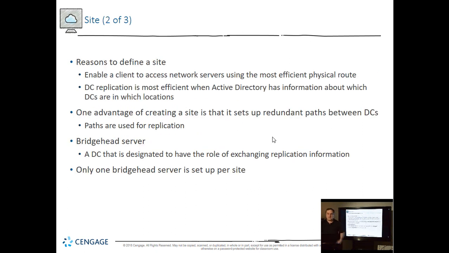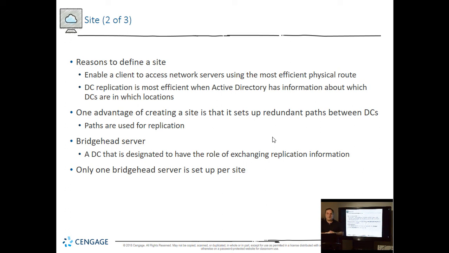So those are the reasons to define a site, like I just mentioned. One of the disadvantages to creating domain controllers in multiple locations is that you could end up slowing down the network. Well, nowadays that's really not the case. Back when the average connection was T1 speed, 1.5 megabits, that was a real issue replicating Active Directory. Now the average speed is 50 to 100 megabits. It's no big deal.